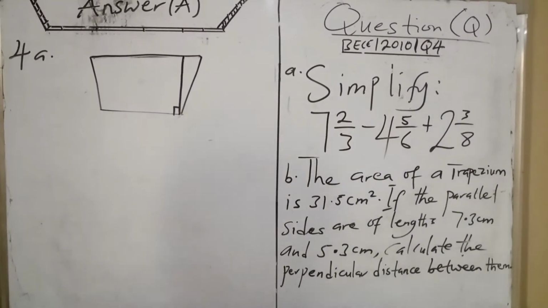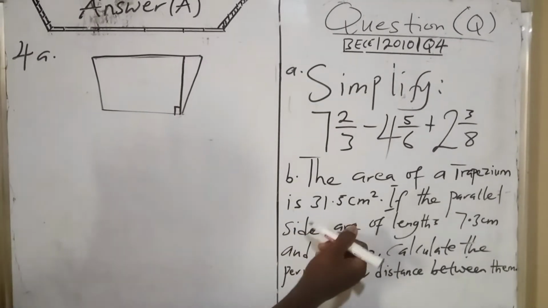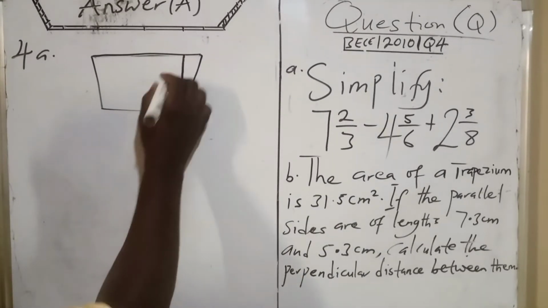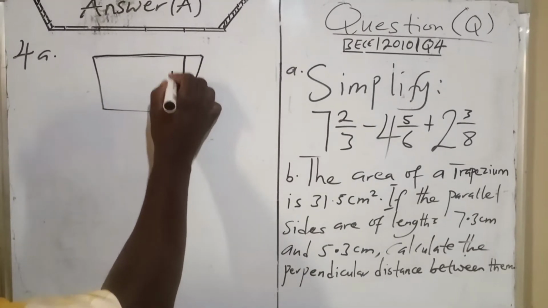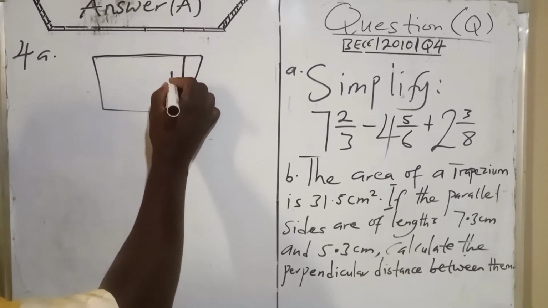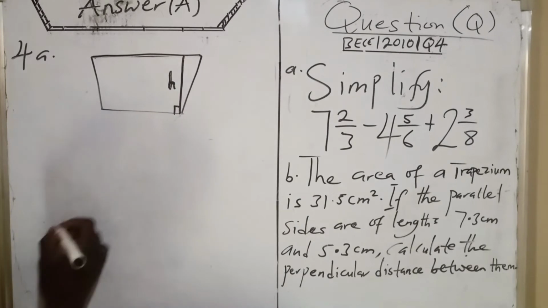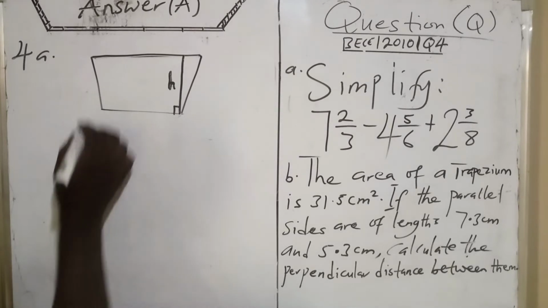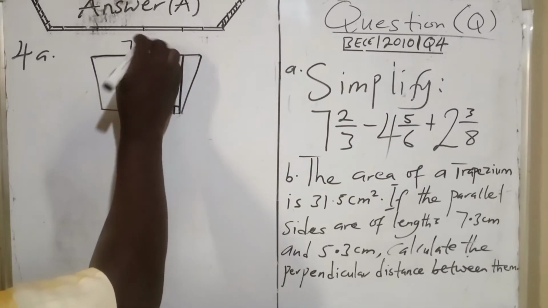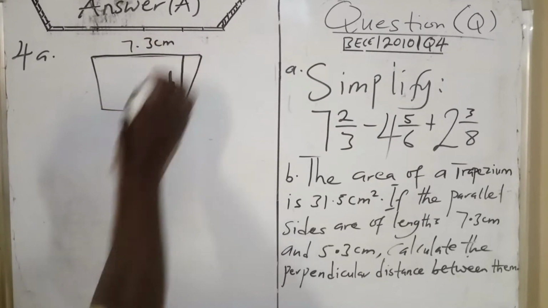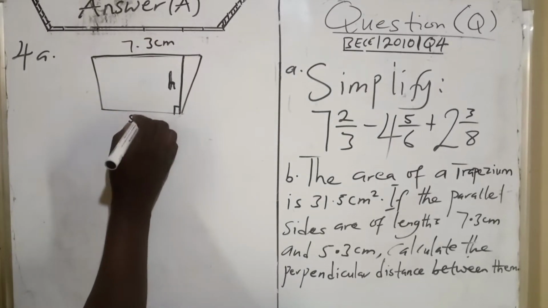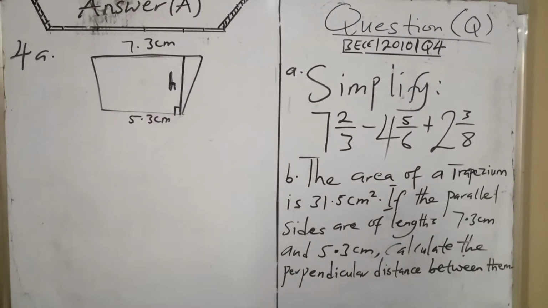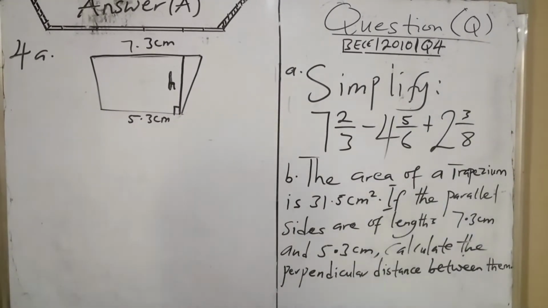To find the height of the trapezium, we use the formula for the area of a trapezium, since the area is given in the question. Let's call the distance between the parallel sides h. You can name it by any variable, but I'll call it h. The parallel sides are 7.3 centimeters and 5.3 centimeters. We have to find the perpendicular distance.